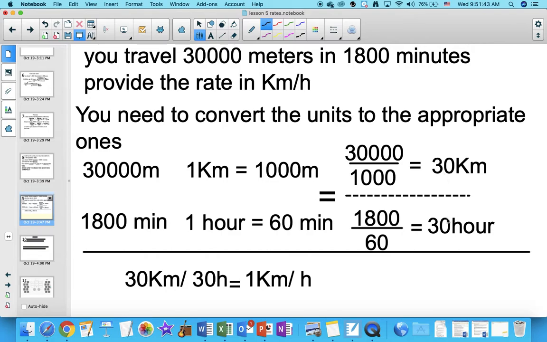So 30 kilometers in 30 hours, we divide, so we have our rate, and we get our unit rate by simplifying. We're going 1 kilometer an hour. All right, so hopefully that makes sense. You convert your meters into kilometers in this case because it's asking us for kilometers. We know that 1 kilometer is 1,000 meters. So I need to find out how many kilometers fit into 30,000 meters. In this case, we have 1,800 minutes, and we know 60 minutes fit into an hour. Well, how many 60s fit into 1,800? And that'll give you your kilometers and hours, and that'll give us the appropriate units.